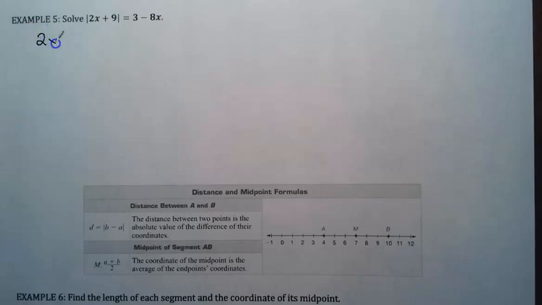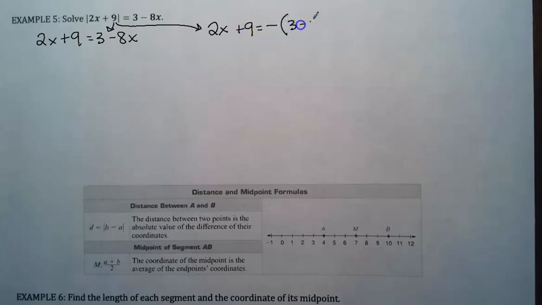So we're going to have 2x plus 9 is equal to 3 minus 8x for one problem. For our other one, how do you think we're going to do that one? Because we need to negate it. So 2x plus 9 is equal to a negative, the quantity of 3 minus 8x. And we'll have to distribute that, but that whole entire quantity is negative.